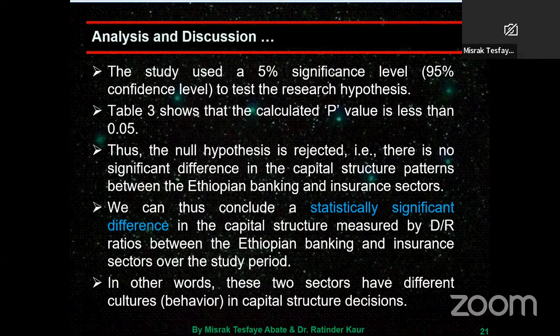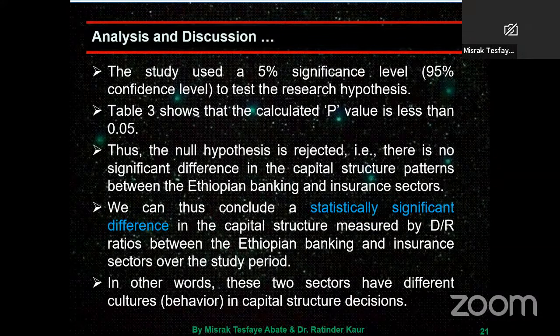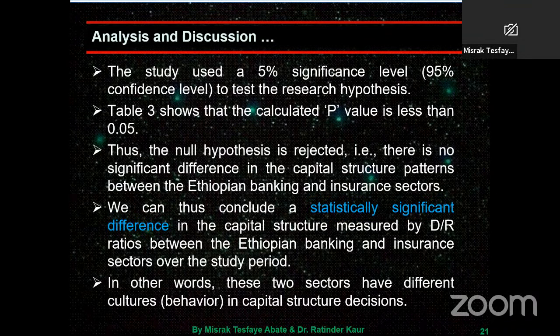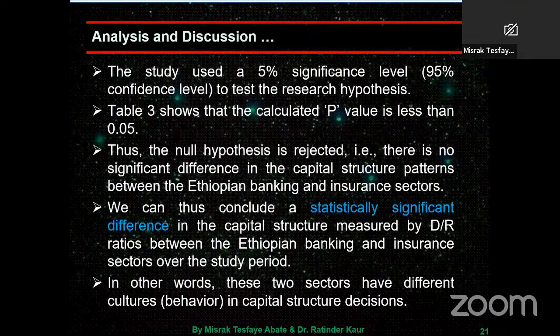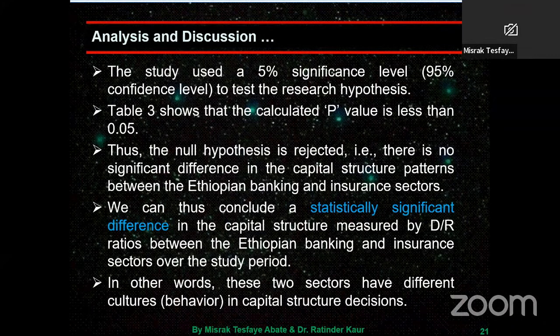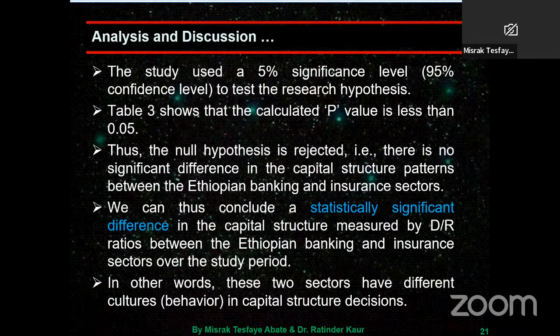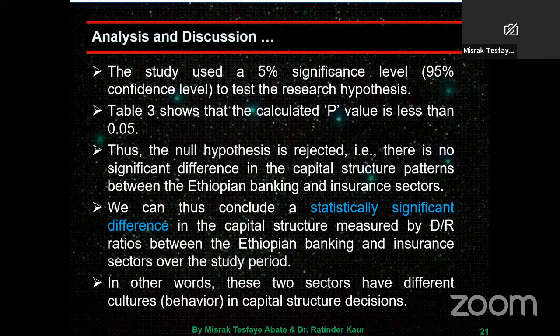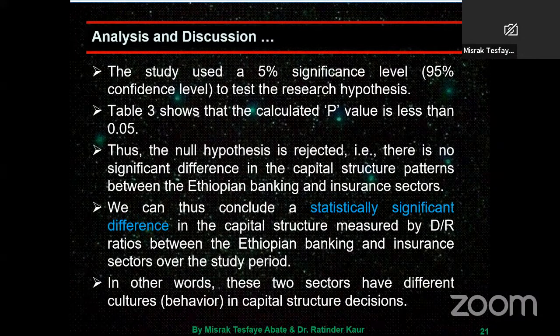The calculated p-value is significant, so it does not support the null hypothesis. The null hypothesis is rejected. And we concluded a statistically significant difference in the capital structure, measured by debt equity ratio, only debt equity ratio, between the Ethiopian banking and insurance sectors. In other words, the 2 sectors, banking and insurance, of Ethiopia have different behavior, different cultures in capital structure decisions.